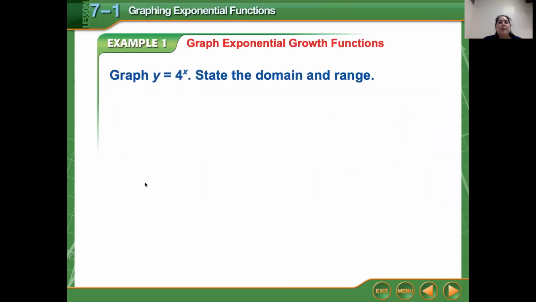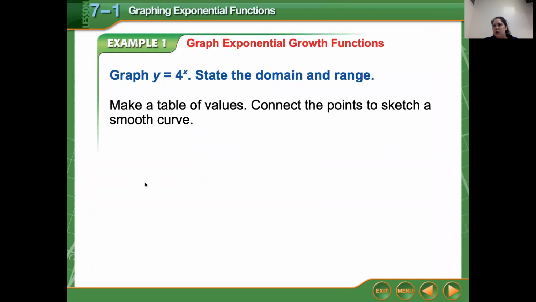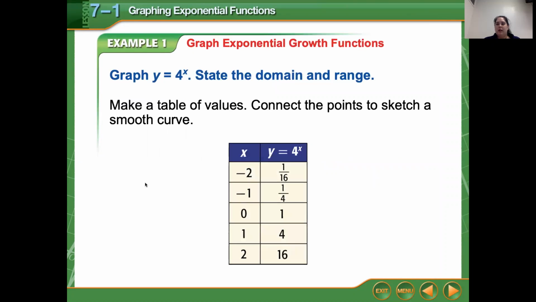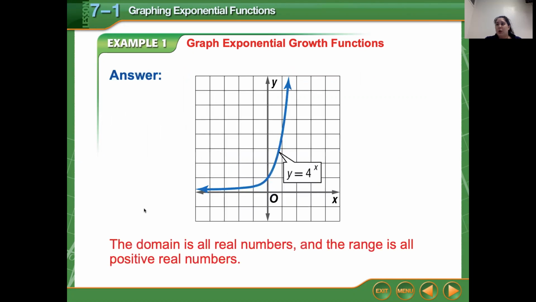So our first example is graph y equals 4 to the x and then state the domain and range. So here they have making a table of values, and you can do this with or without a calculator. You should be able to do the negative exponents by using the negative exponent property, but those are our values. Next, we would go ahead and plot them, and this is what our graph would look like. The domain is all real numbers, and the range is from 0 to infinity.